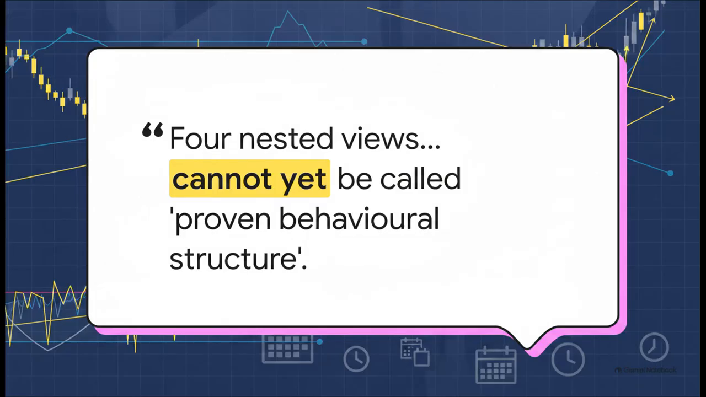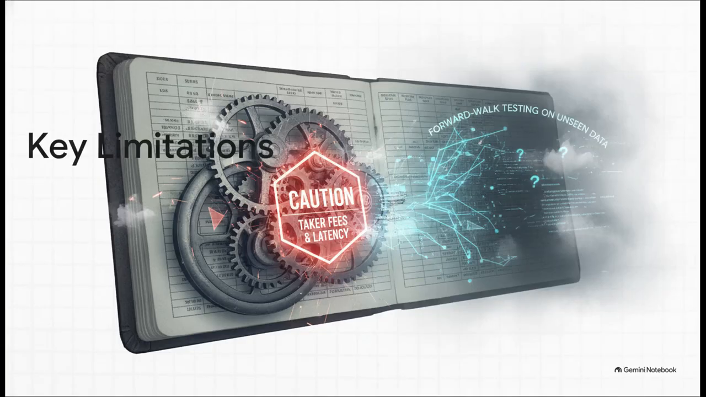In fact, the independent technical audit explicitly states, and I quote, "4 nested views of essentially one multi-year BTC path cannot yet be called proven behavioral structure. To truly validate this framework at an institutional grade, it desperately needs testing across completely non-overlapping calendar windows and totally different liquid markets." Furthermore, the audit highlights that the shortest windows, like those 1-minute charts, are extremely sensitive to exchange taker fees. A theoretical edge could just evaporate in real-world friction.